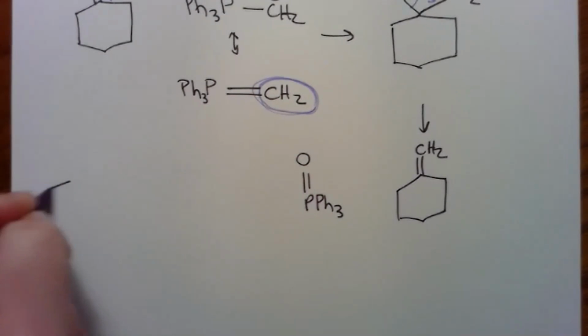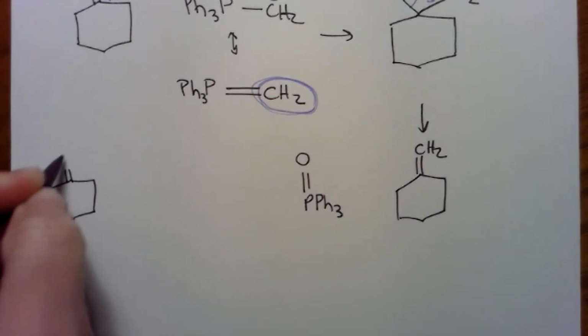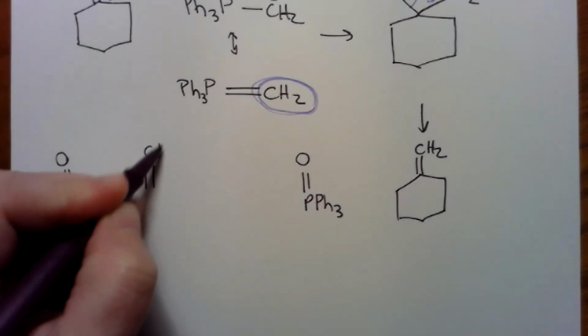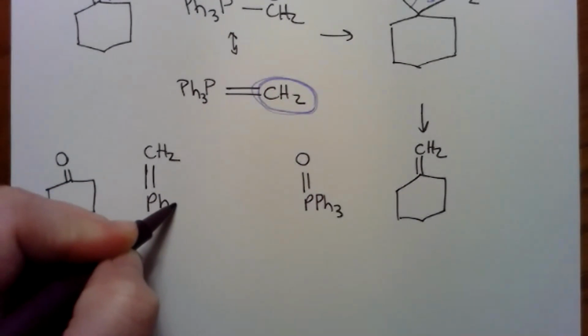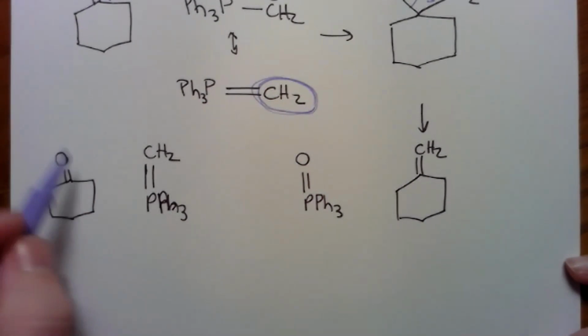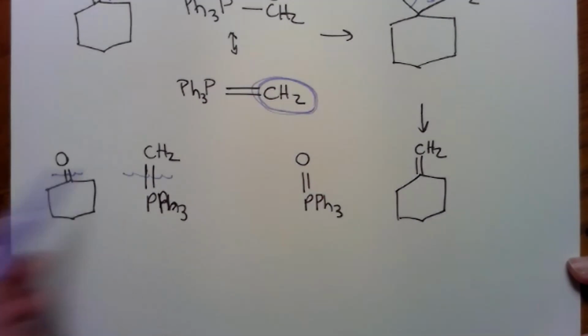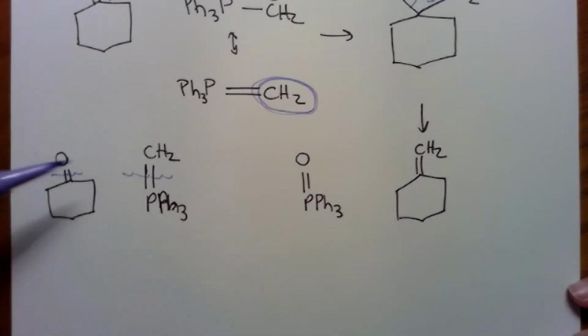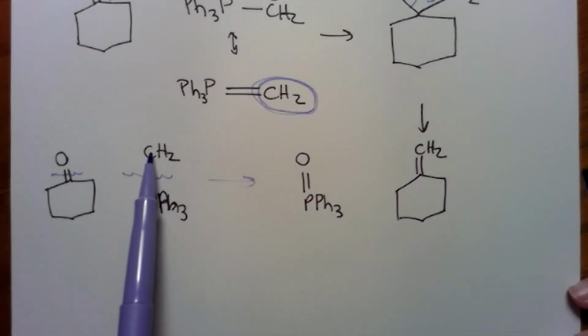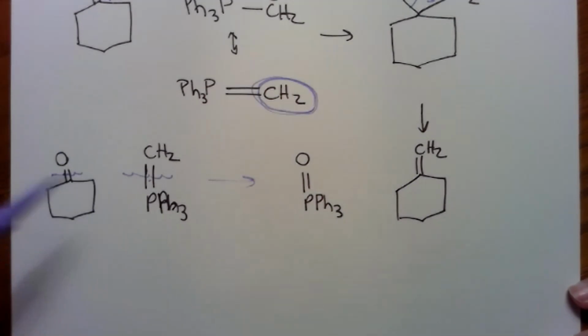I should have shown this earlier, but the take-home message for a Wittig is: cut off your oxygen, cut your ylide in half, and stitch together the pieces that weren't stitched together previously. Oxygen always runs away with phosphorus, like this. And you're going to make a new carbon-carbon bond, like this. You're just cutting those two things and stitching together the things that weren't previously stitched.